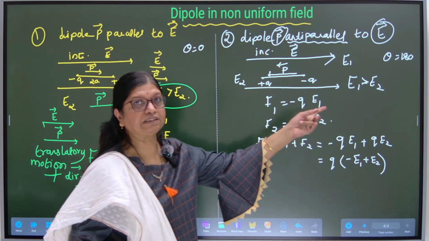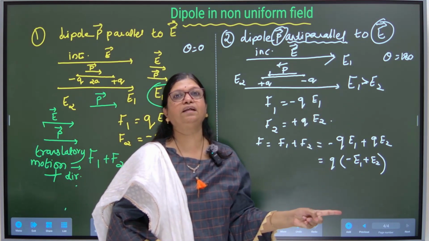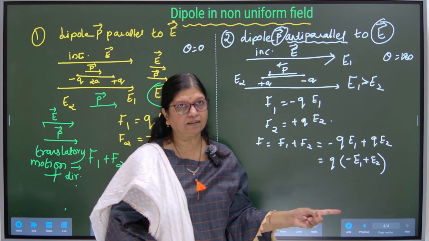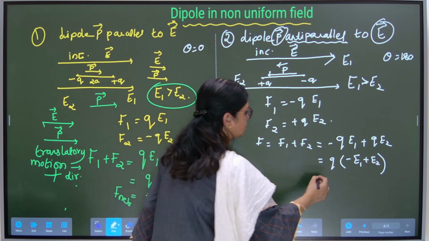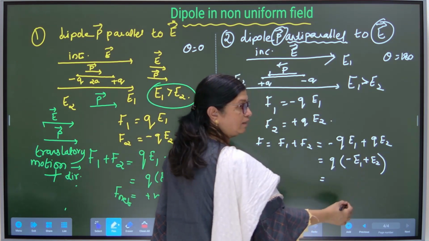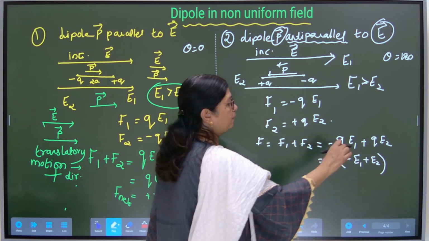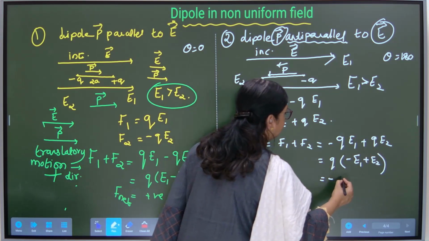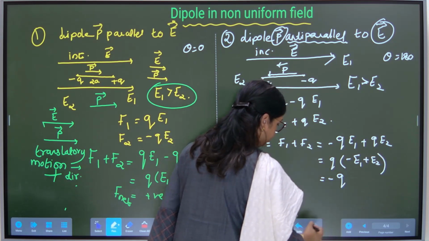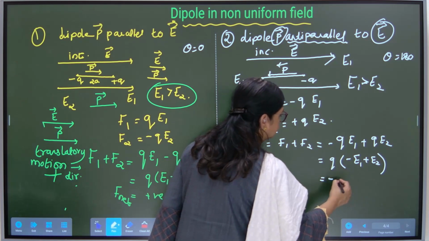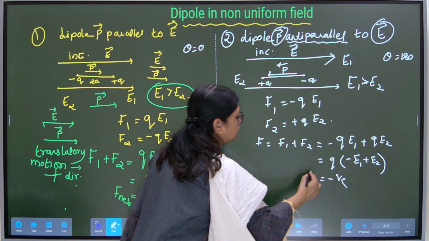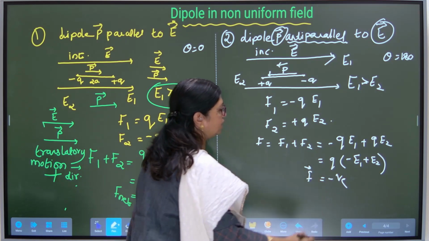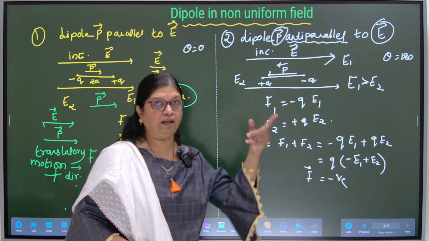Already I have considered E1 is greater than E2. Correct? So what happens here? If E1 is greater than E2, then negative E1 plus positive E2, I will definitely get a negative answer here. For the force, I am going to get a negative answer. That means the force is in a direction opposite to the electric field, this side.